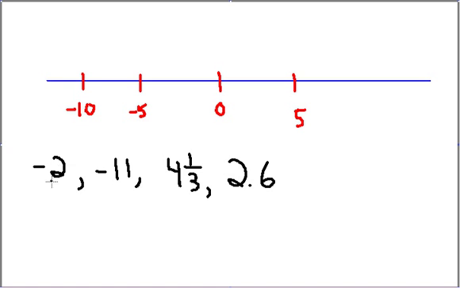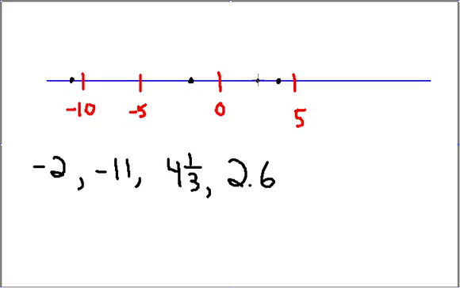So for example, -2 here, that is a rational number. So here's 0, here's -5, -2 is probably somewhere in there. -11, well, that's probably over here. 4 1/3. If you divide this in half, 2 1/2, 3, 4 would be about right here, and 1/3 is a little bit more, so that would be 4 1/3. And then 2.6, that's just slightly over halfway, so that would be about right there.